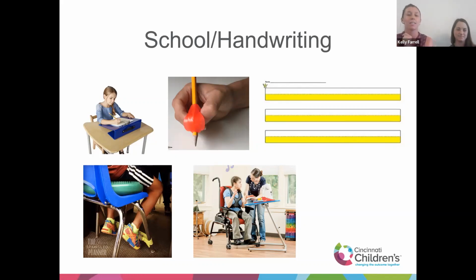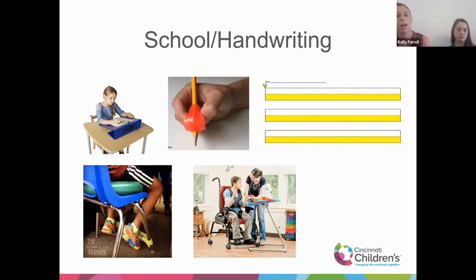The far right is going to be adaptive paper. So this one noted here is highlighted paper. And I love this because, even in general, it helps kids learn top and bottom when they're writing their letters. We also have raised line paper, which helps give kids a tactile cue. So just kind of thinking of how creative we can be when helping them at school.